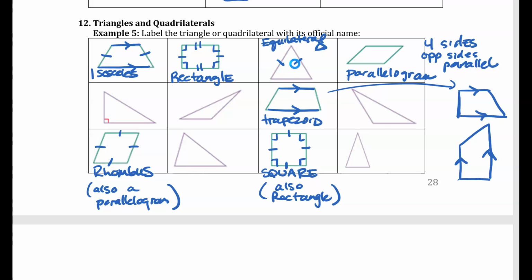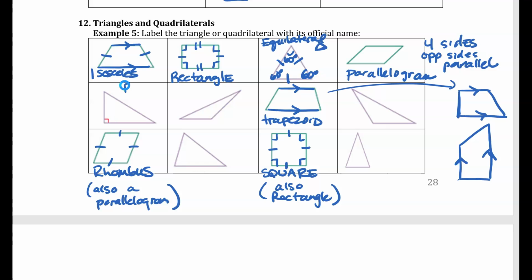Equilateral triangles have the same side lengths, and they also have the same angle measures. All 3 angles add to 180 degrees, so each one of these angle measures is 60. So this is 60 degrees, 60 degrees, 60 degrees, and same side lengths.